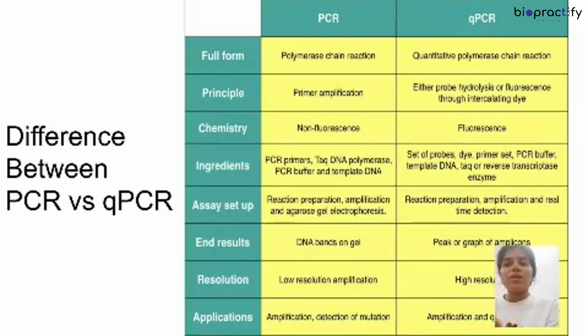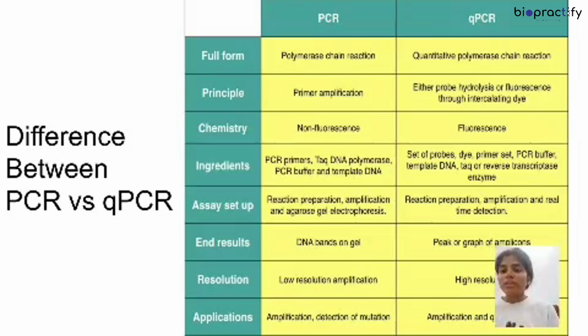Okay, so ingredients: PCR primers which are used in the annealing part, Taq DNA polymerase in the extension part, PCR buffers and DNA template. DNA template is the most important. In qPCR there is a set of probes; dye is a different thing. So: dye, primer set, PCR buffer, template DNA, Taq or reverse transcriptase enzymes. Then reaction preparation, assay setup. How do we do assay setup? Reaction preparation, amplification, and agarose gel electrophoresis. Okay, these are the things which we do.